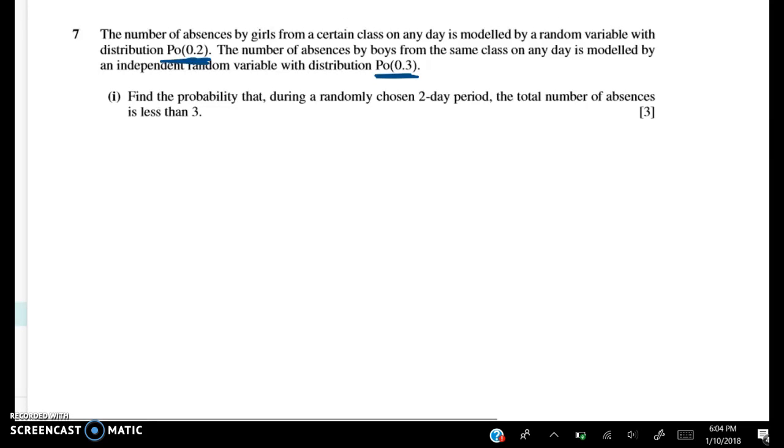So if you just pause and read through the question, make sure that you note that we're talking about a Poisson distribution with lambda given per day. And for the girls, lambda is going to equal 0.2. And for the boys' absences, lambda is going to equal 0.3.